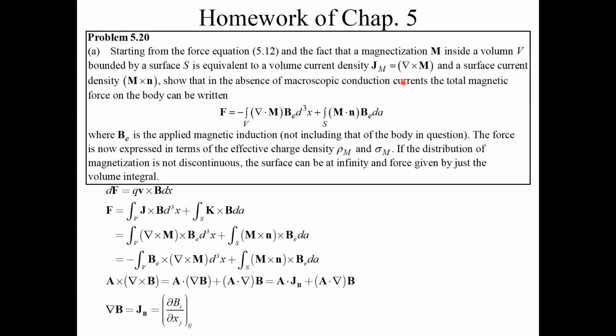Next, we're going to problem 20. Starting from equation 4.12 and the fact that magnetization M inside a volume V bounded by a surface S is equivalent to a volume current density J_M and a surface current density K_M, show that in the absence of macroscopic conduction currents, the total magnetic force on the body can be written like this.